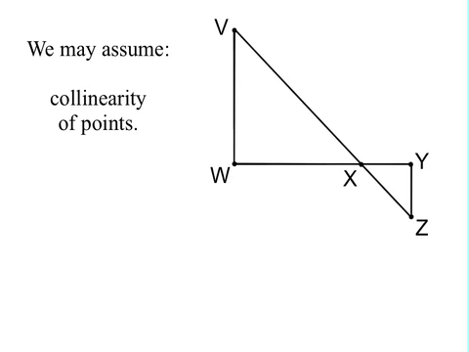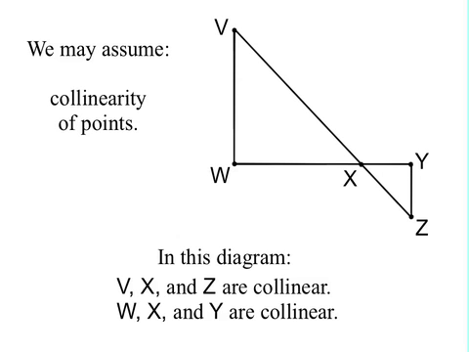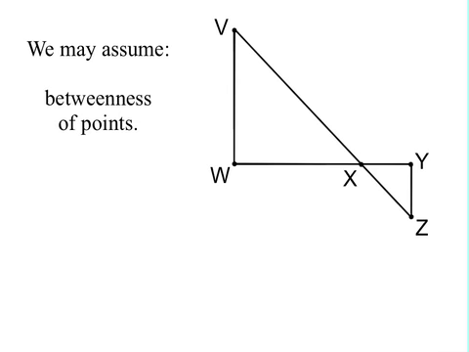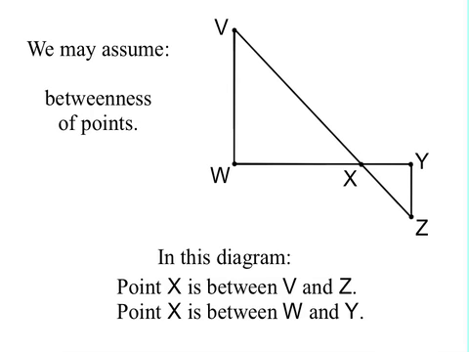We can also assume collinearity of points. So in this diagram, we can assume that V, X, and Z are all collinear, and W, X, and Y are all collinear. We can also assume betweenness of points. So for this diagram, we get to assume that point X is between V and Z, and point X is also between W and Y.